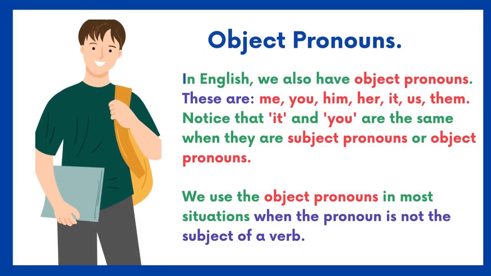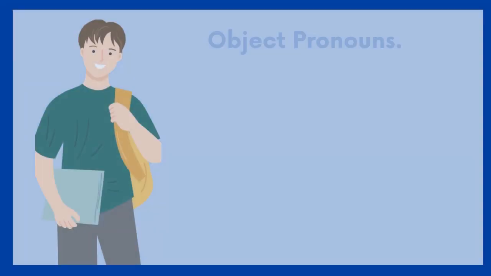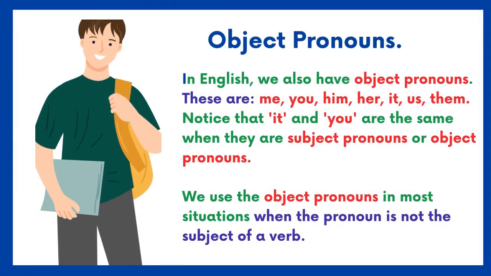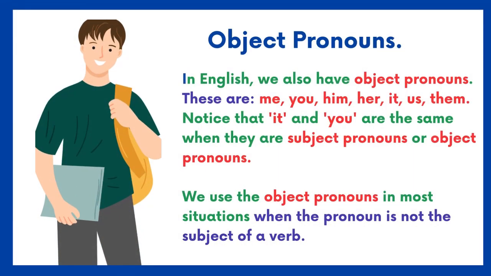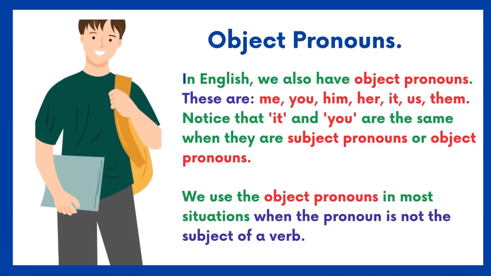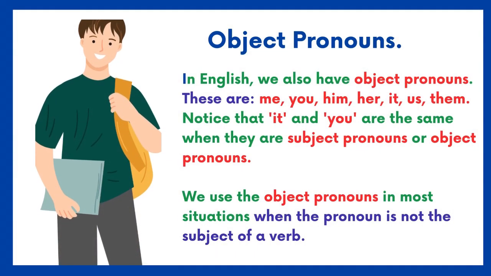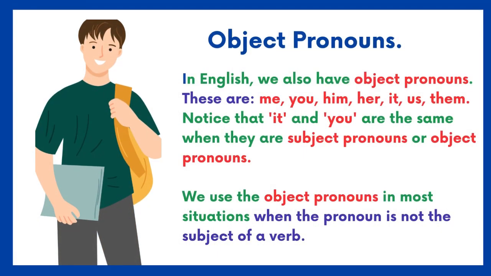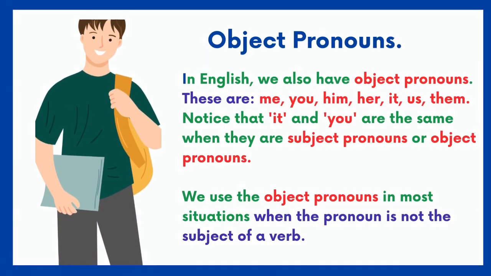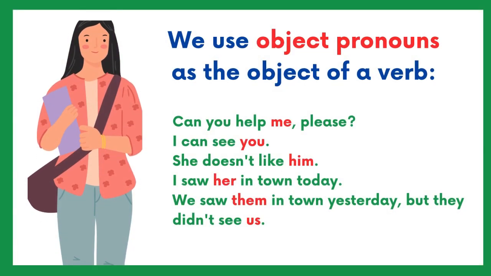Object pronouns. In English, we also have object pronouns. These are me, you, him, her, it, us, them. Notice that it and you are the same when they're subject pronouns or object pronouns. We use the object pronouns in most situations when the pronoun is not the subject of a verb.